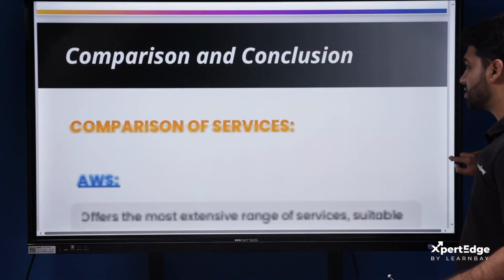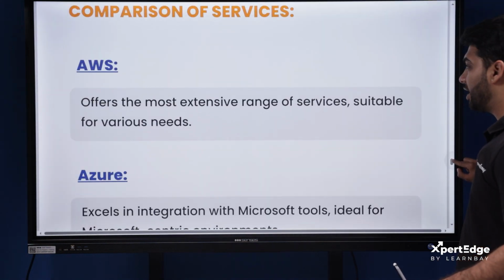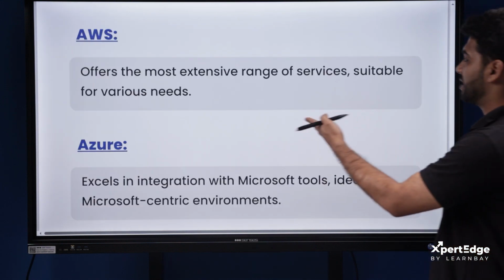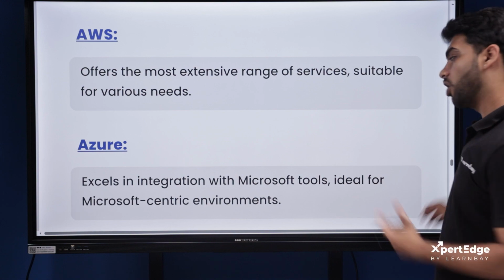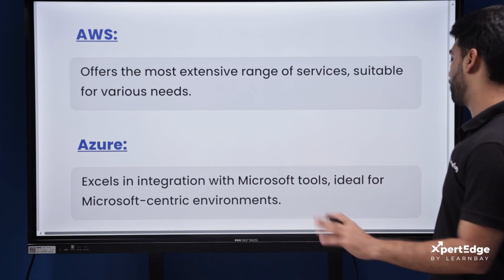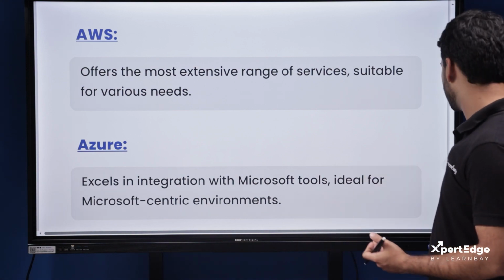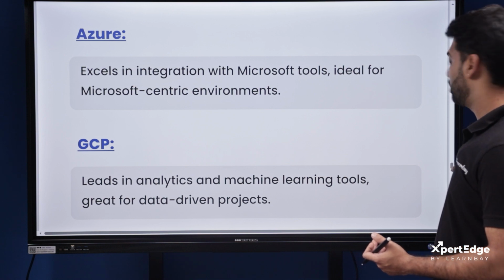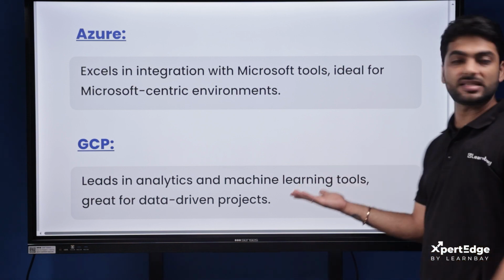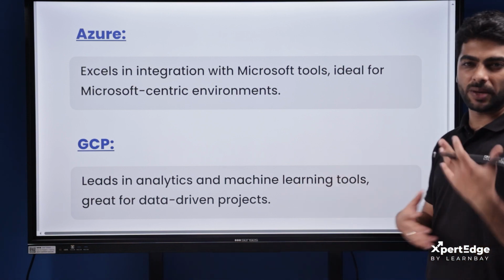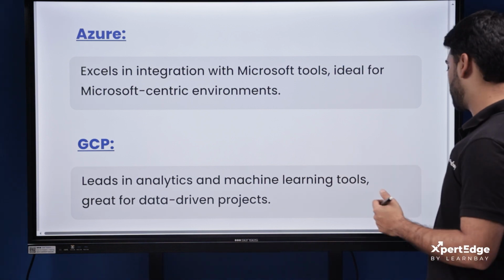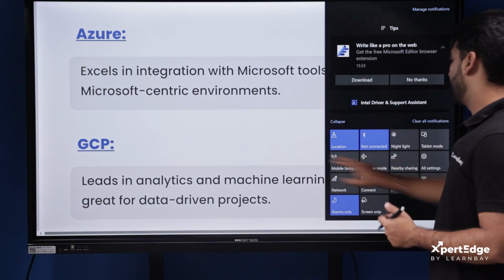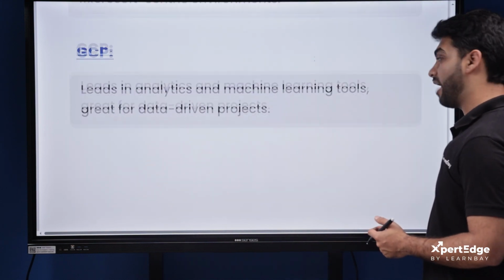and their own specialities. So if we see AWS, it offers the most extensive range of services suitable for various needs, consumer behavior. Azure is ideal for Microsoft-centric environments. And then we have GCP. It is leading in analytics and machine learning, complex data, complex applications, complex projects, right? Then that is about what they have to offer.